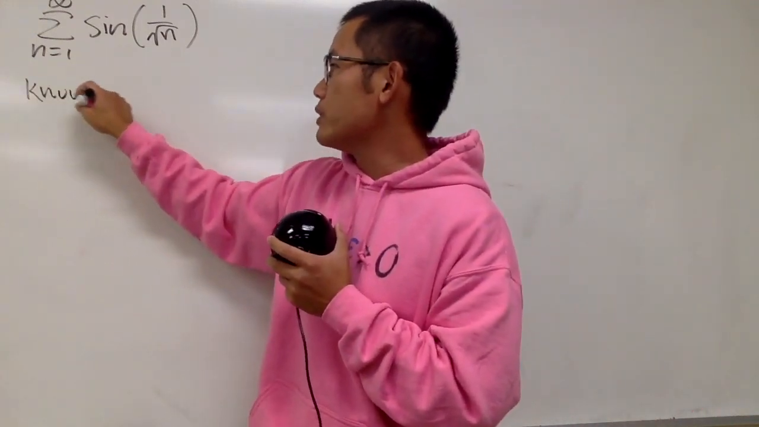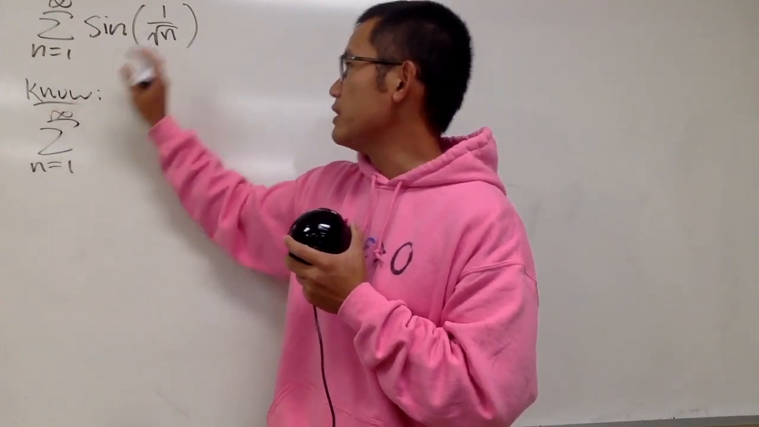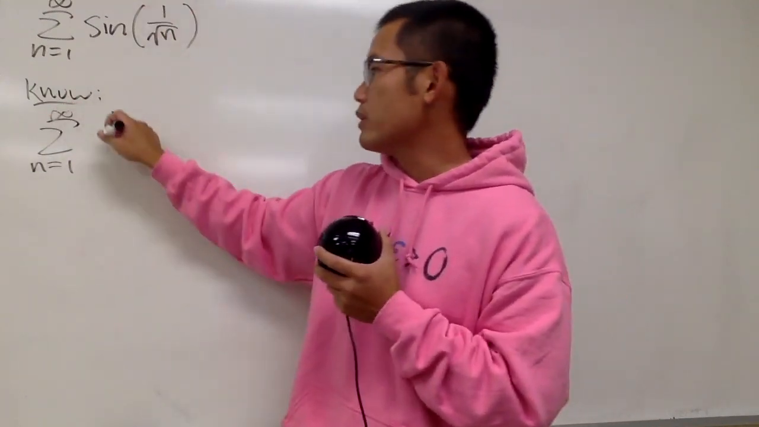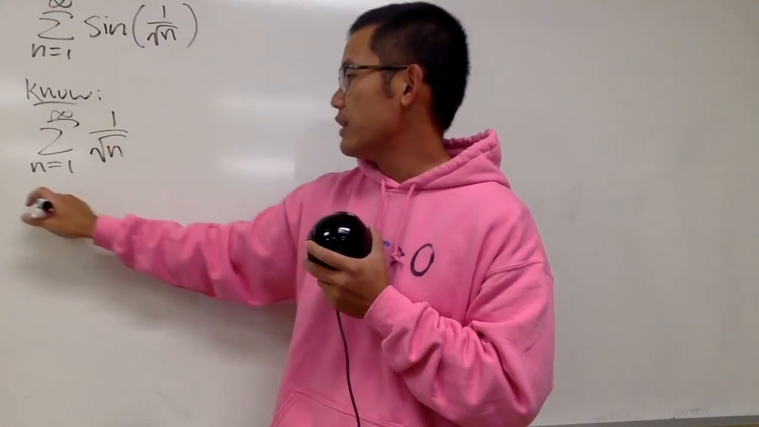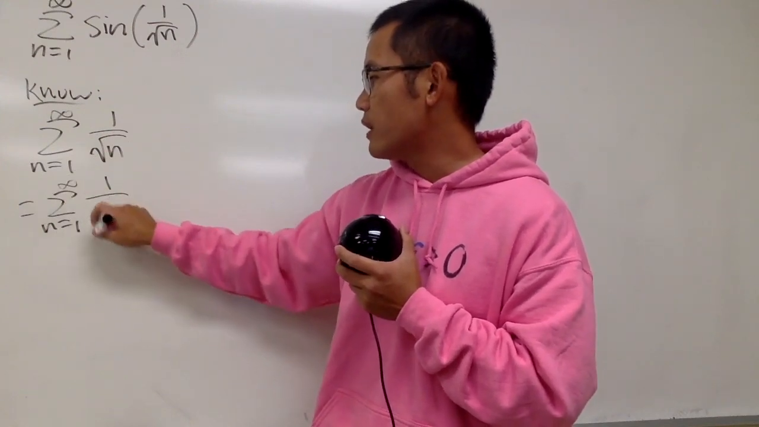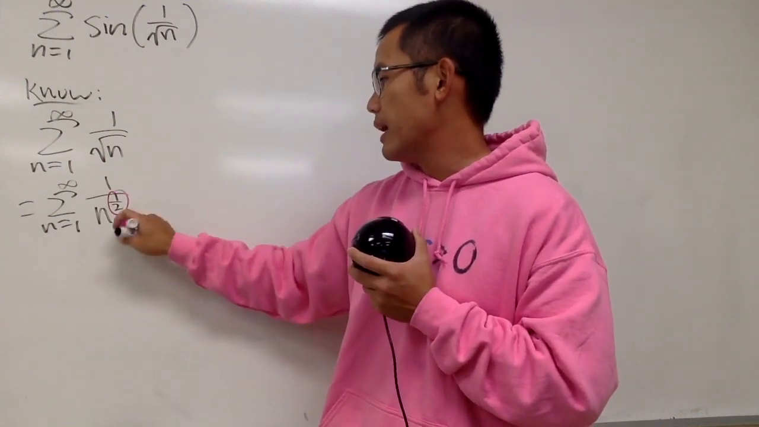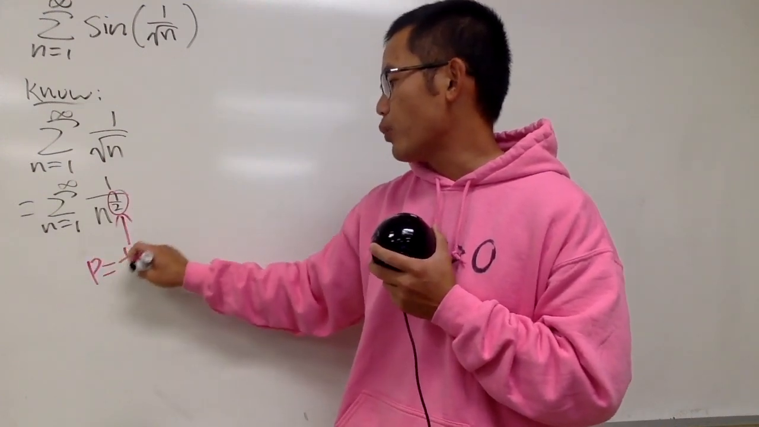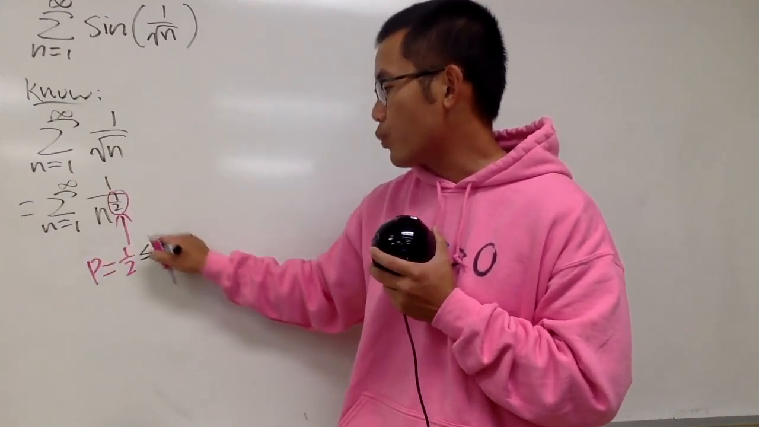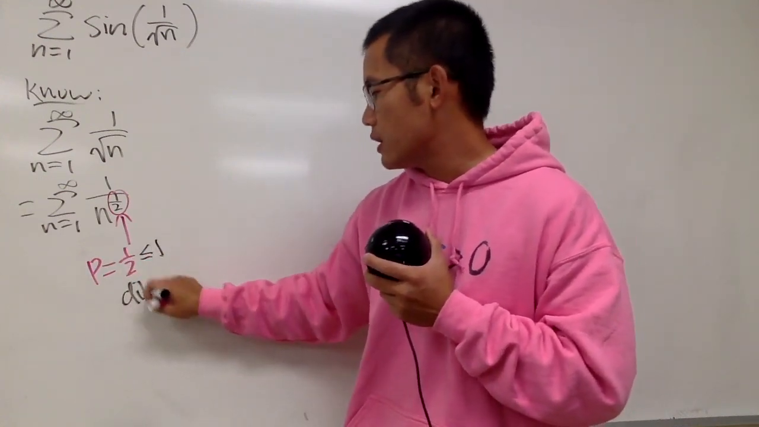Let's put down what we know. And this one is also pretty straightforward and goes from 1 to infinity. Ignore the sine. We just have 1 over square root of n. And of course, this is the same as the sum and goes from 1 to infinity, 1 over n to the 1/2 power. Okay, here the p is equal to 1/2, but this is less than or equal to 1. Therefore, this right here diverges.